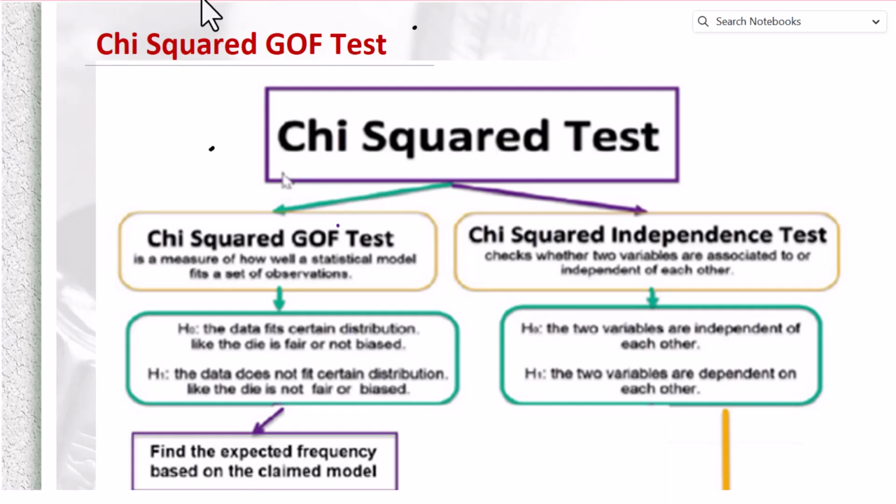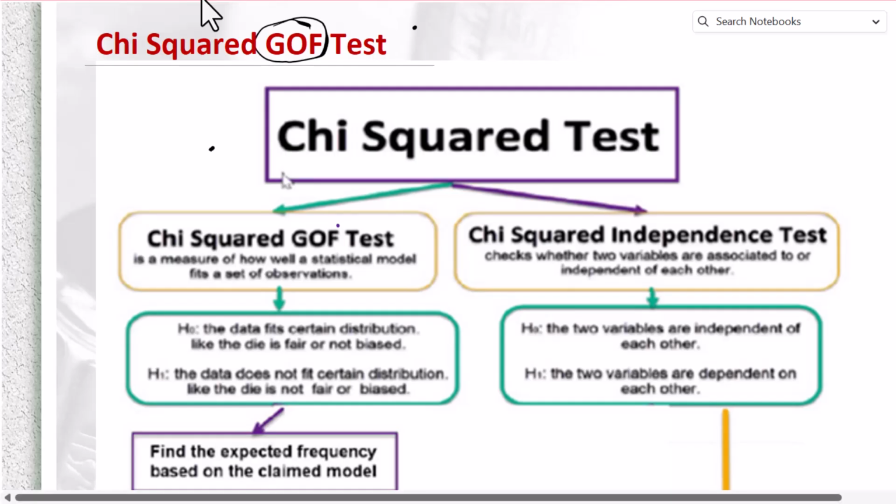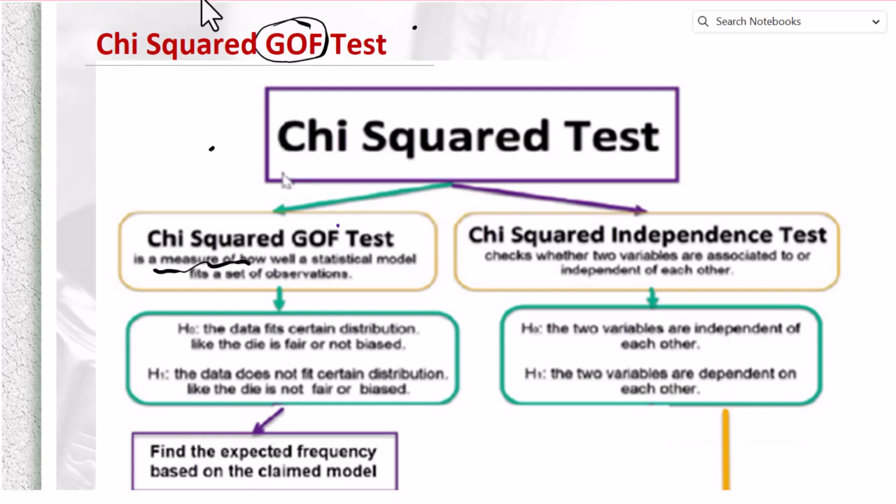This video is about the chi-squared GOF test. Goodness of fit is a measure of how well a statistical model fits a set of observations. For H0, it's always that the data fits a certain distribution. H1 is that the data doesn't fit a certain distribution.